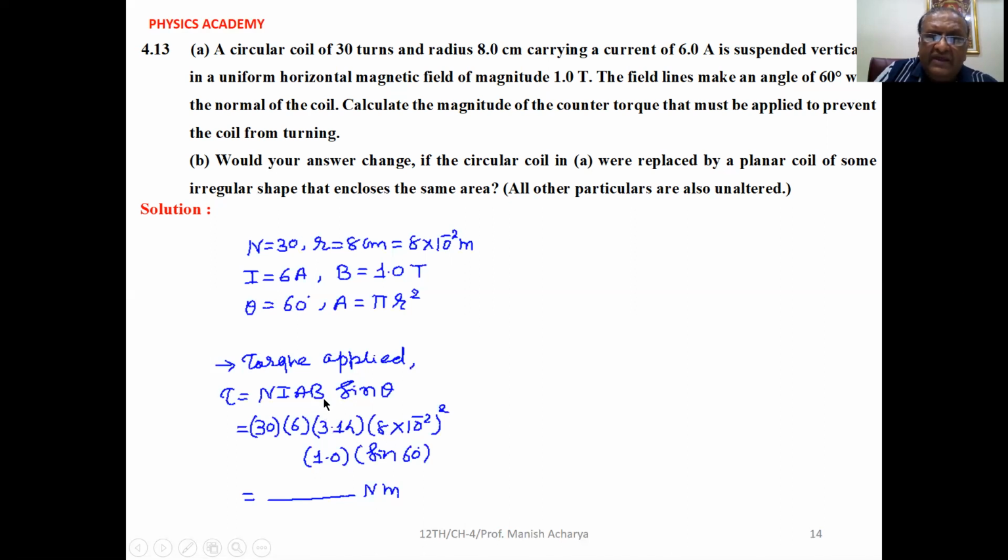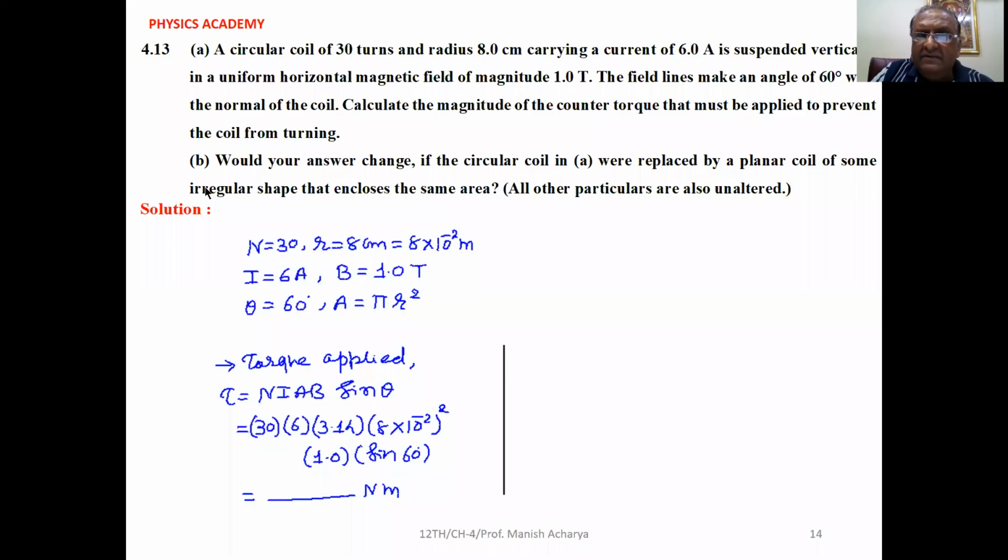Pi r square. So the area is pi r square, pi is 3.14, r is 8 into 10 raised to minus 2, square of 8. Then B is 1, sine theta is sine 60. And now solve this one, you will get the answer. Clear?